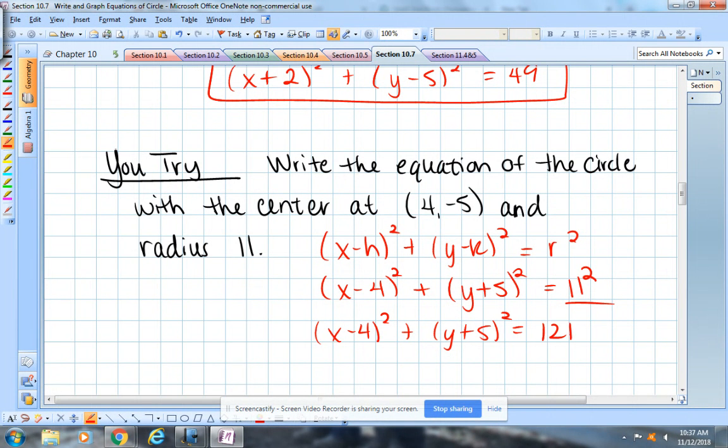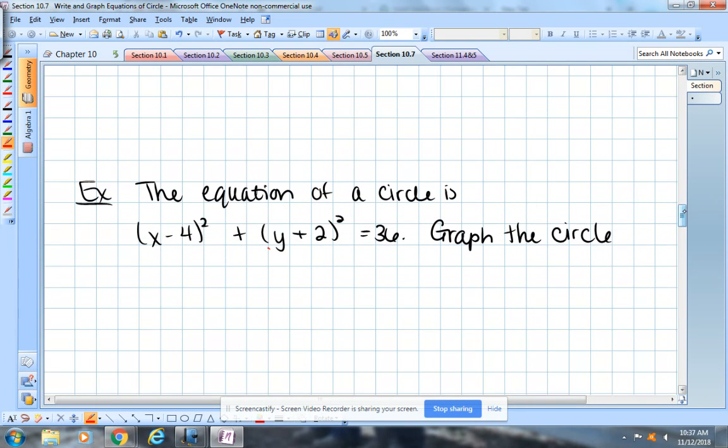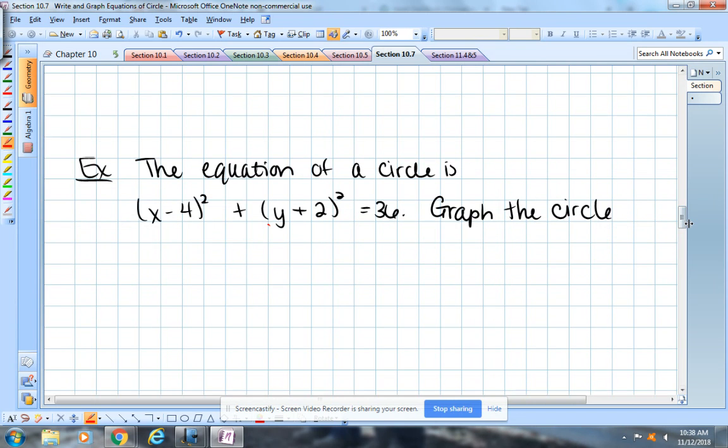Raise your hand if you got that for your equation. Any questions on writing the equation of a circle? All right. So now we need to get out our graph paper. So get out a piece of graph paper. I gave you two. One's for homework, one's for notes.